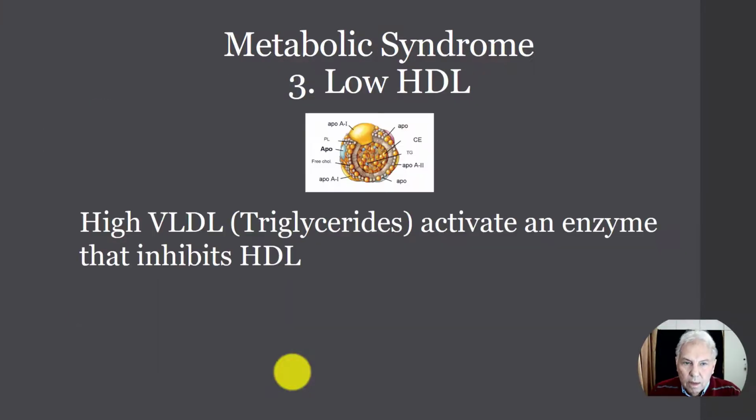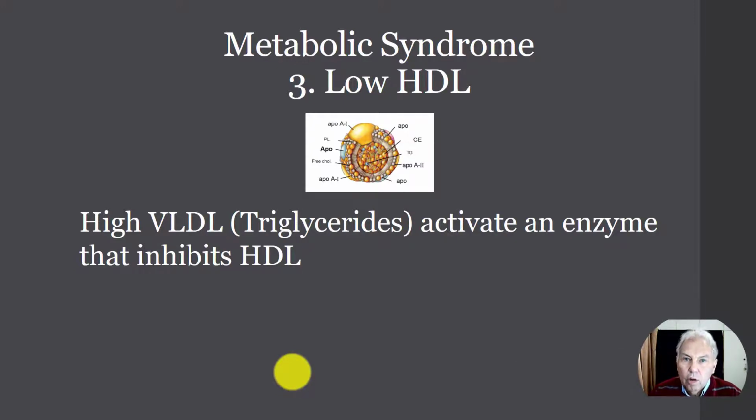The next component of metabolic syndrome is a low HDL, a low good cholesterol in the blood. Why does that happen? Well, you've got a lot of VLDL triglyceride particles in the blood, and they activate certain enzymes which inhibit HDL formation.